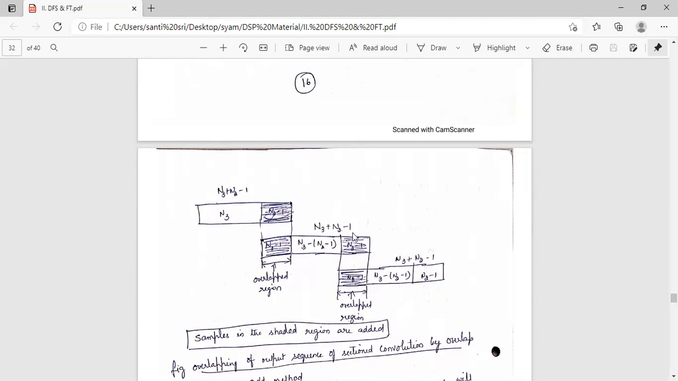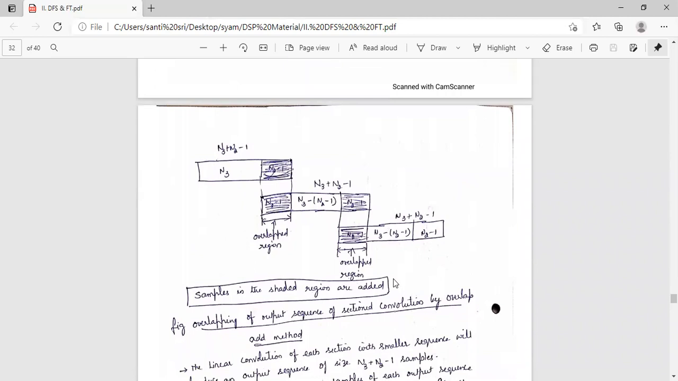Here also N3 plus N2 minus 1, and here also N3 plus N2 minus 1. By adding these two, we get N3 plus N2 minus 1, and by adding these two, we get N3 plus N2 minus 1. These two are overlapped here, and these two are overlapped here. So the shaded regions are added.